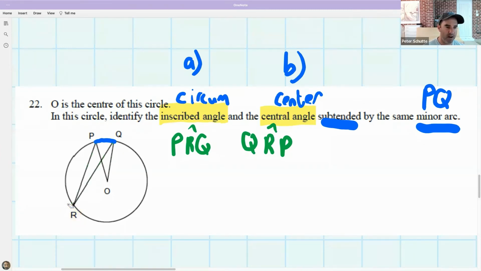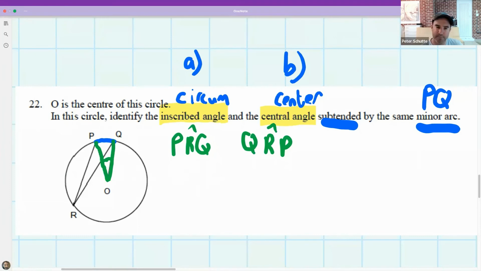Now, what about the central angle, or the angle at the center? How would I describe that if I have to use the same minor arc PQ as the base? What would it look like? So if that's my base, I have to go to the center. So what is this angle over here going to be called? Give you a moment to think about that.